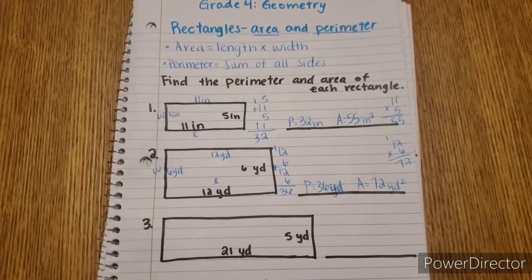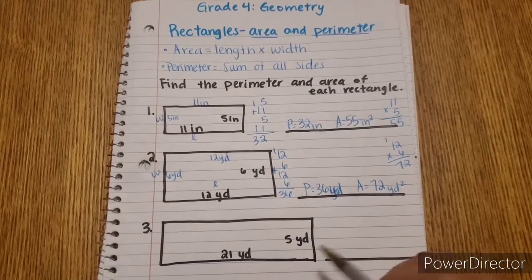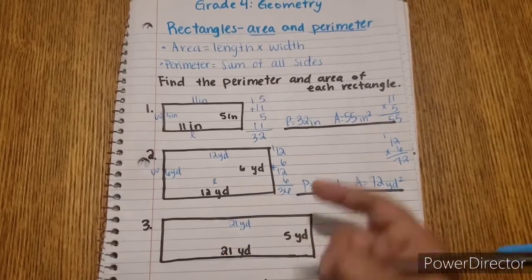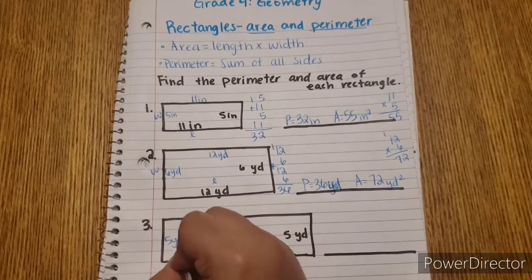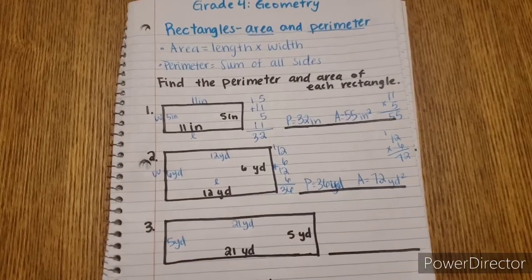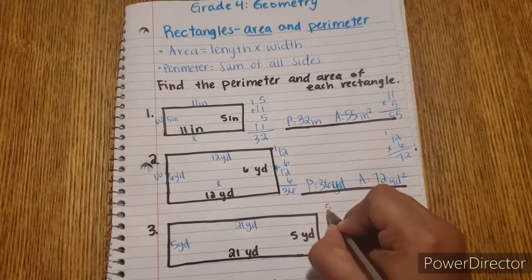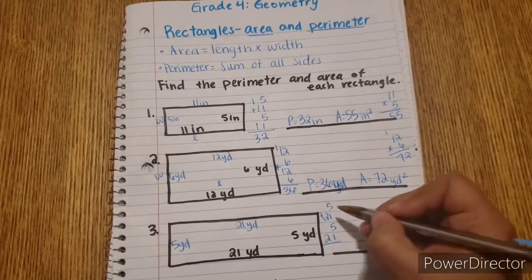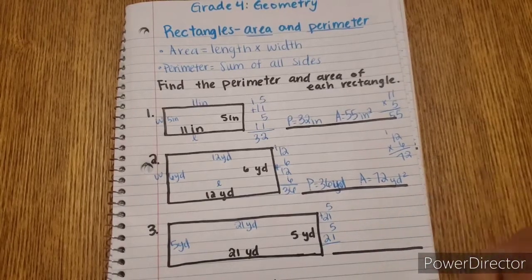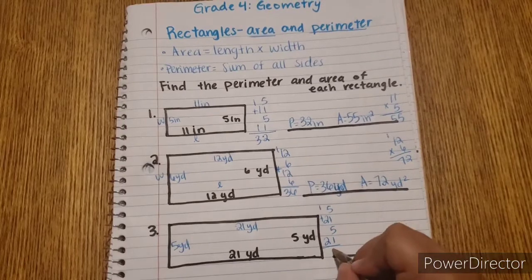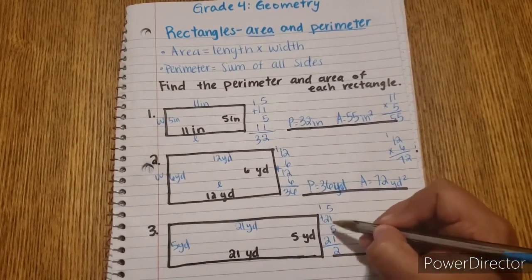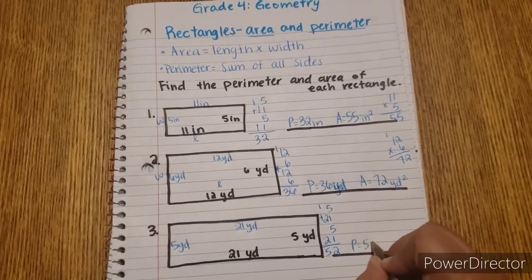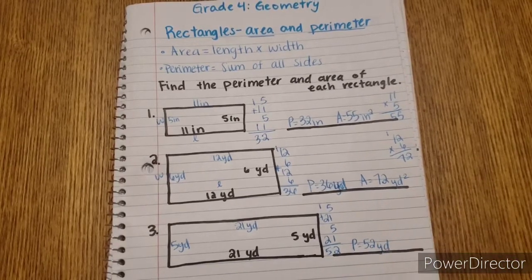Let's go on to the next one. We have 21 yards and 5 yards. So this is the same. This is 21 yards and these are the same, 5 yards. So let's go ahead and add them for the perimeter. So we have 5 plus 21 plus 5 plus 21. So we have 5, 6 plus 5, 11 plus 1, 12. Now we have 1, 2, 3, 4, 5, 52. So the perimeter equals 52 yards, don't forget.